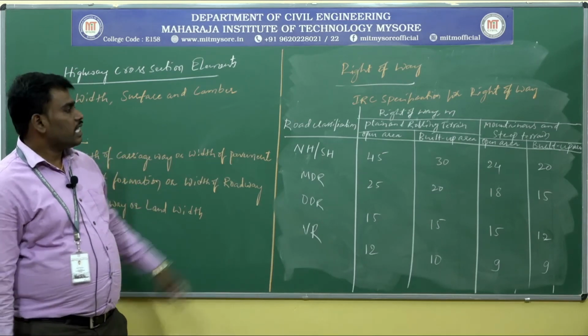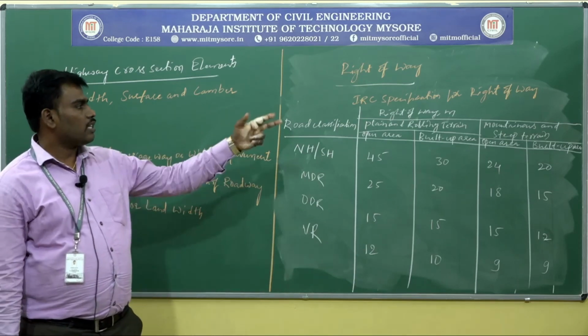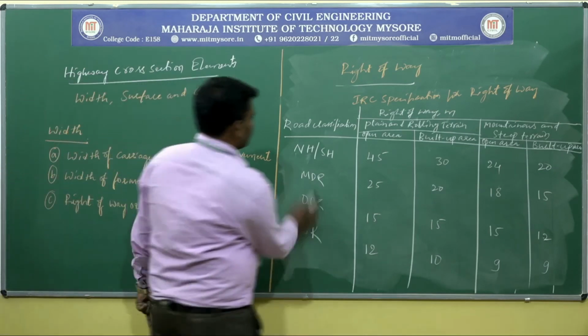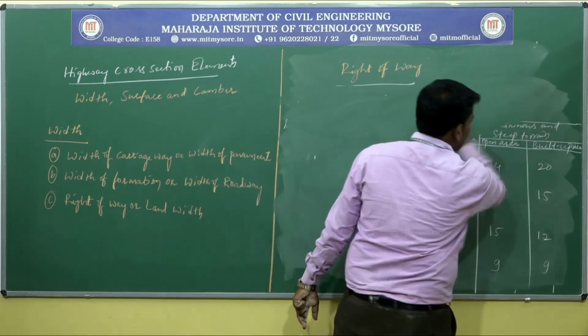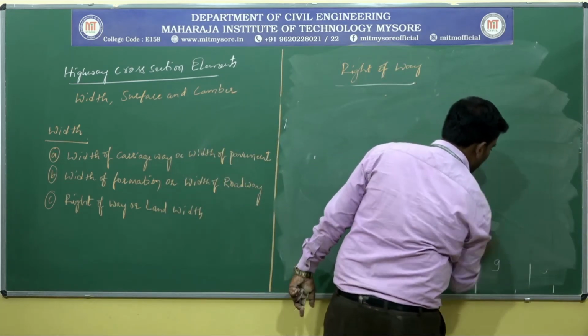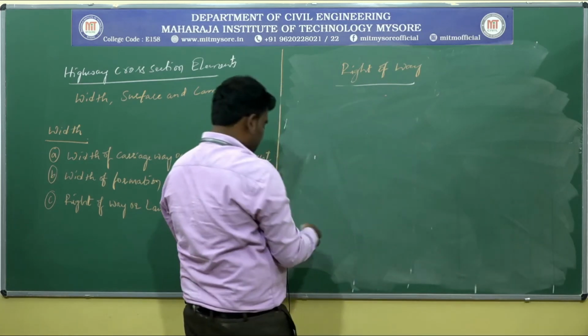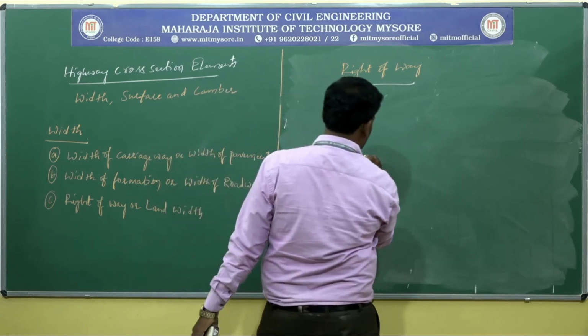Is it clear? This is regarding the right of way or land width. This was the IRC specification for right of way. Okay, and lastly, I'll draw the typical cross section of right of way. It is very simple, for your better understanding.